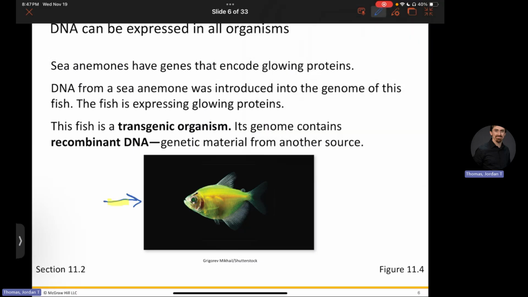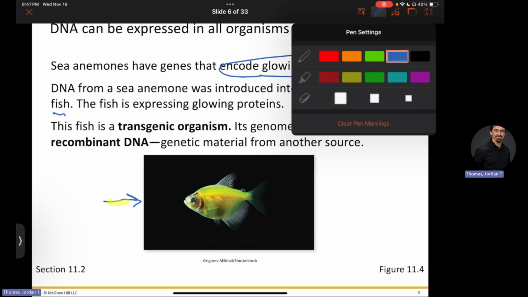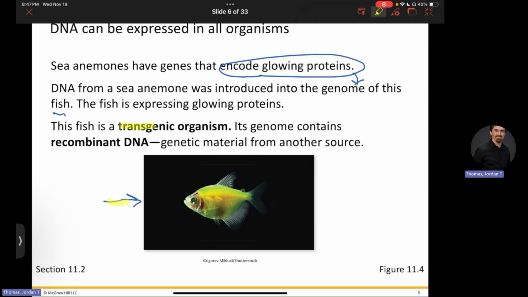This fish is expressing a glowing protein. So we're taking the gene that encodes for a glowing protein and putting it into the genome of the fish. We can take a gene from one organism, pull it out, and put it into a new organism. This creates what's called a transgenic organism. A transgenic organism's genome contains recombinant DNA. Recombinant DNA is genetic material from another source.